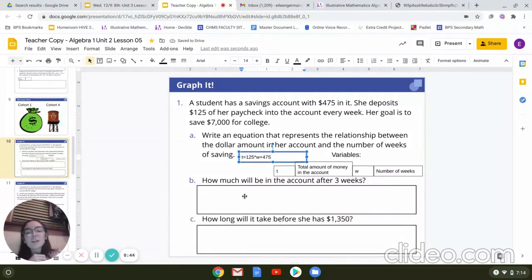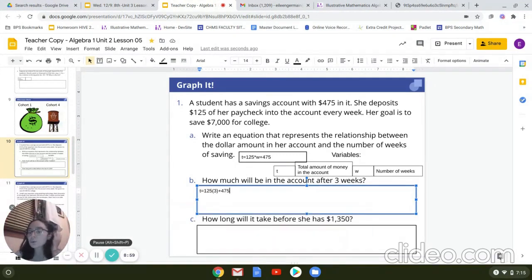Now we need to identify how much money she would have after 3 weeks. We have the number of weeks, so we're going to substitute that in for W, and we'll say T equals 125 times 3 plus 475. That's equal to T equals 375 plus 475, and our total is equal to $850. And we have to give it a label of dollars.